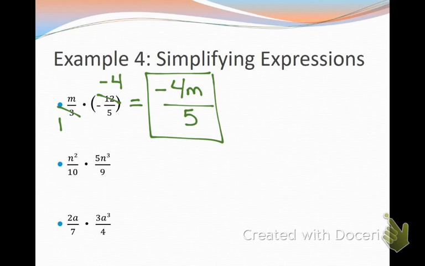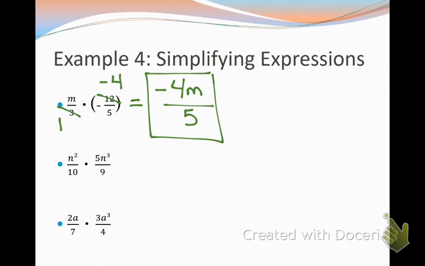I had another question earlier. It was a good question. They said, where does the variable belong in our answer? And it's probably the easiest answer to that is wherever it began. So if it began in the numerator, it needs to be in the numerator in our answer. If it began in the denominator, it needs to be in the denominator, if that makes sense. Okay, so go ahead and do the second and third one.